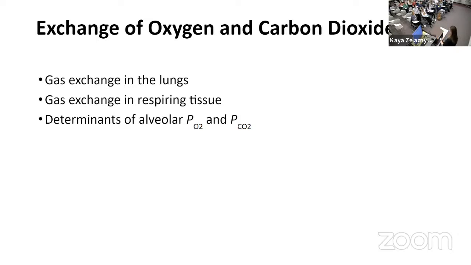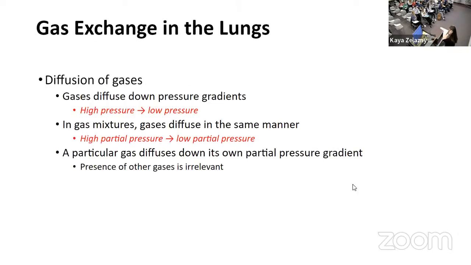So these two things are going to determine how much oxygen and carbon dioxide there is in your blood. And in order to understand what's going on, we also want to think about how much oxygen and carbon dioxide we have in the air in the alveoli in the first place. So that's this alveolar PO2 and PCO2. When we're thinking about gas exchange, we're again going to be thinking about gradients.